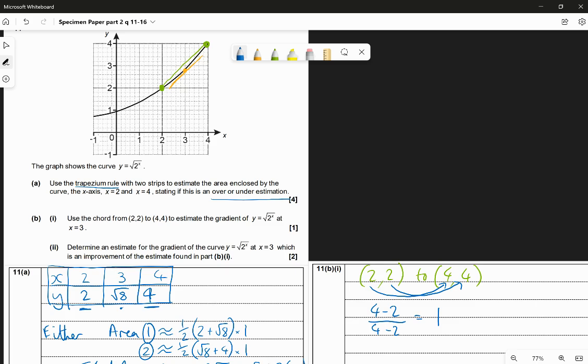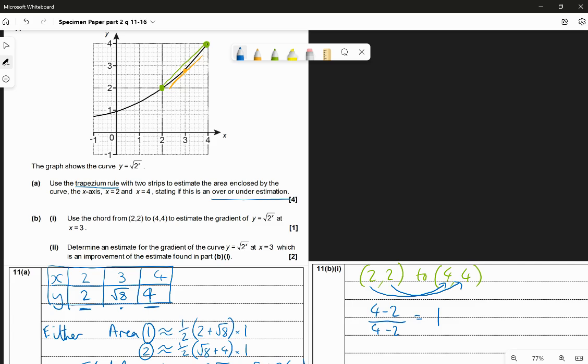Determine an estimate for the gradient of the curve at x equals 3, which is an improvement on the estimate we found in part 1. Well, to do that, we just need a chord which is closer together. So we've chosen between 2, 2 and 4, 4. We could do between x equals 2.5 and x equals 3.5.